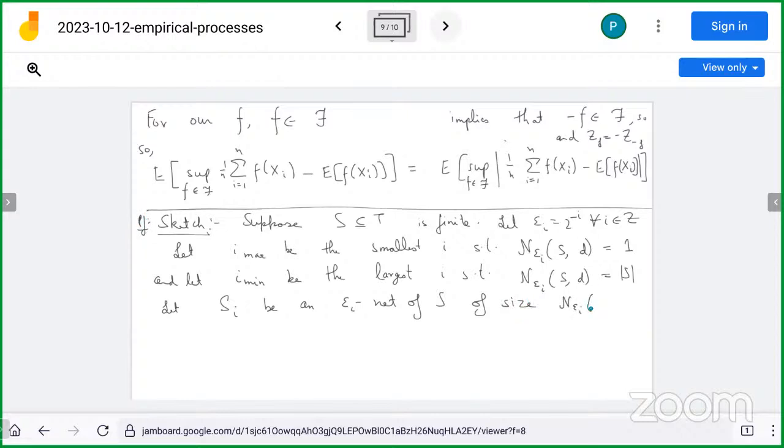So these S_i might not be a subset of F, but that's not a problem. It can be in T, but don't worry about that. There are two things to note. One is, what can I say about S_{i+1} in terms of S_i? It has to be at least as large, because these are the best possible epsilon. So this we keep.